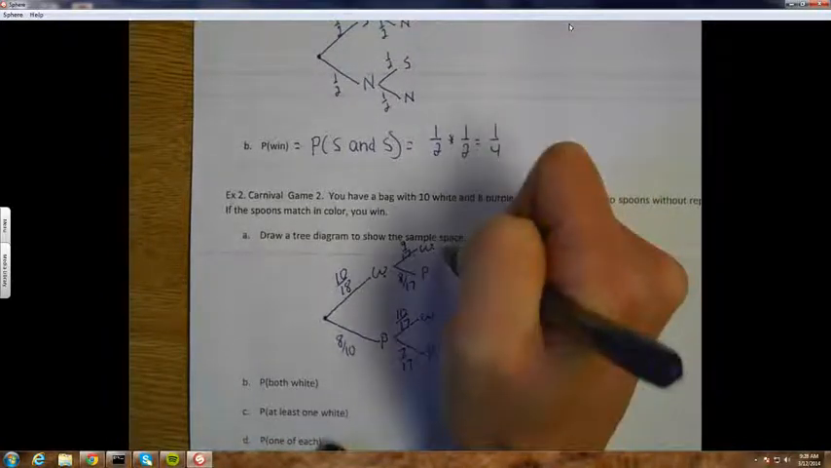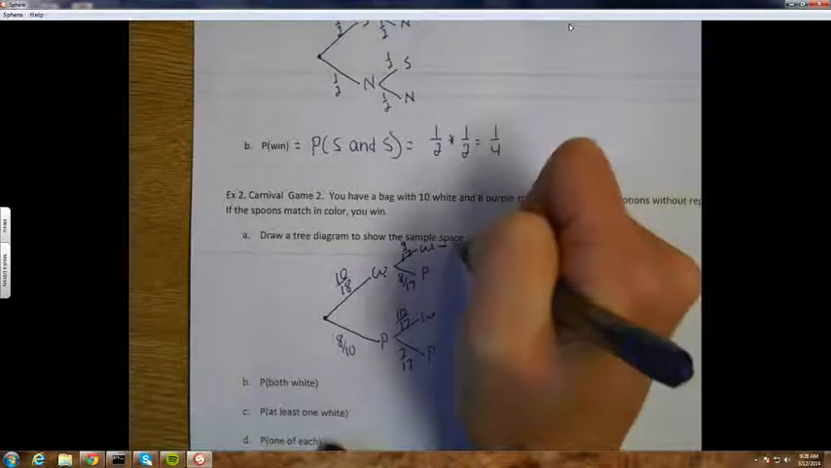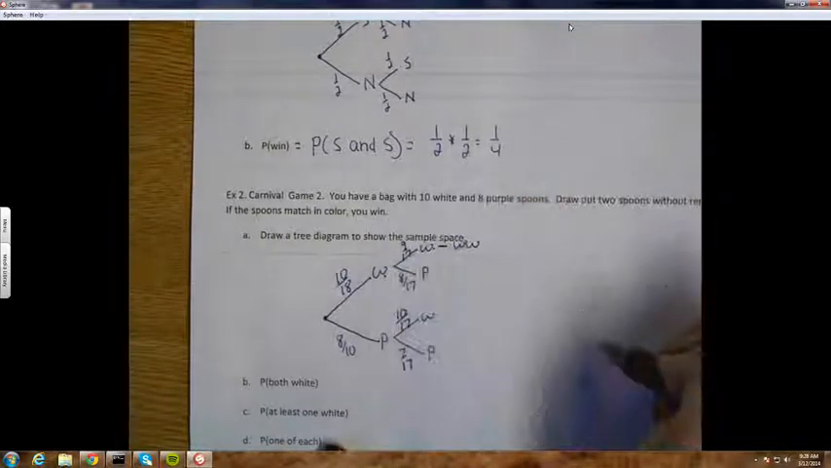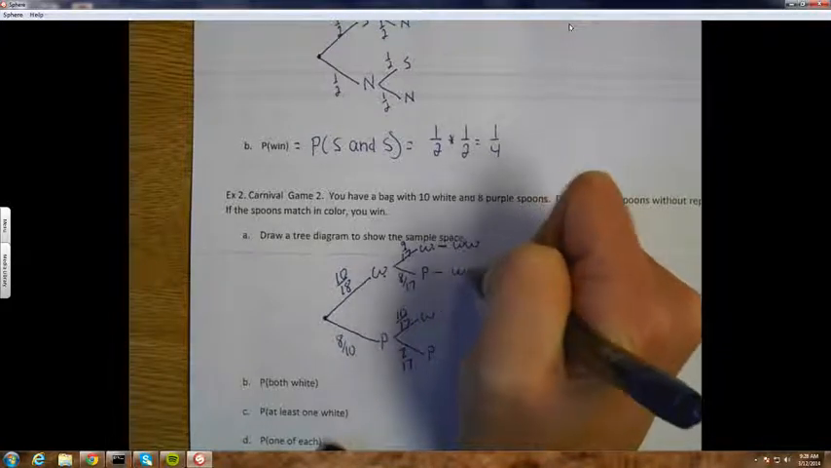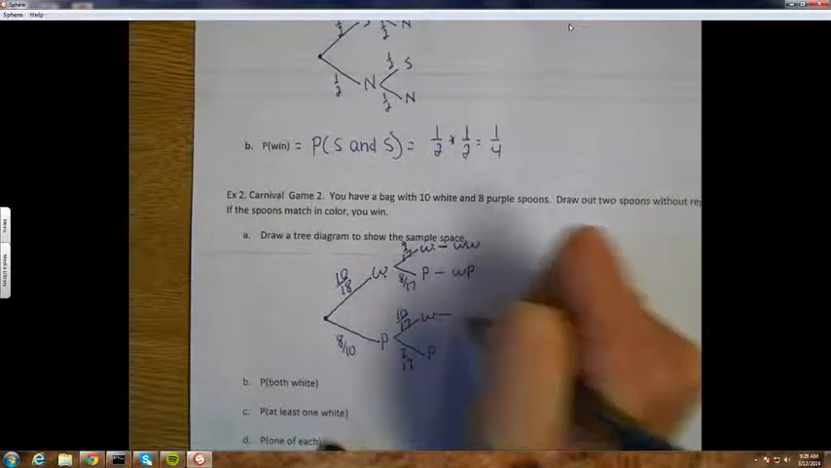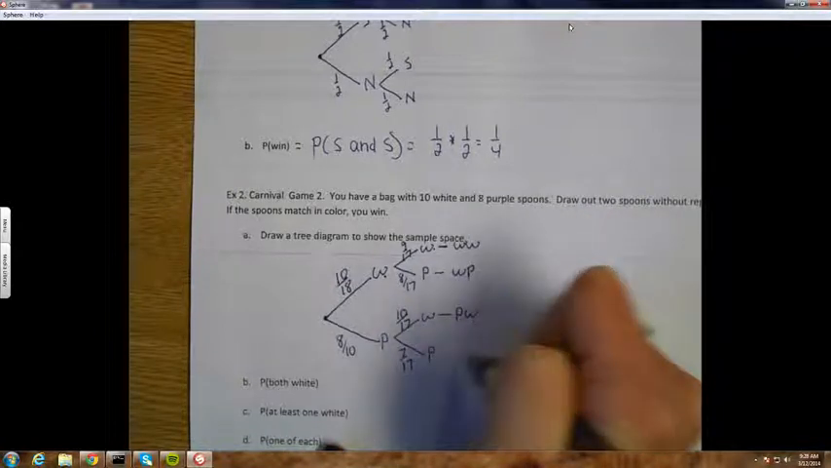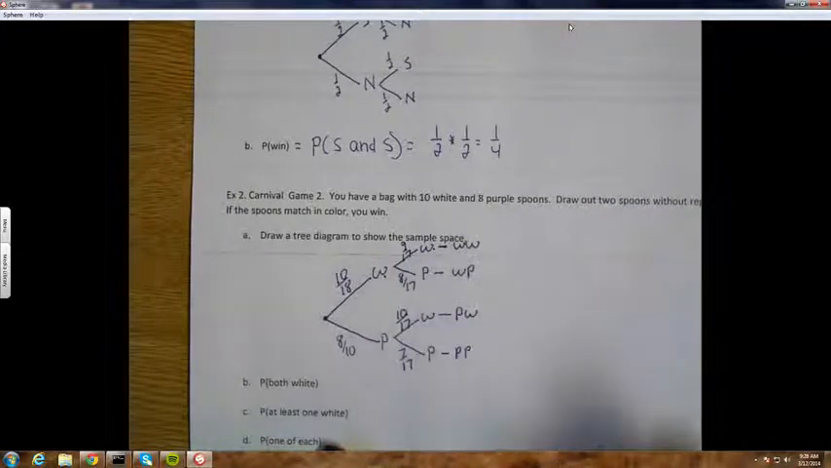So let's take a look. This top branch would be 2 white spoons. Middle branch, white purple, purple white, and purple purple.